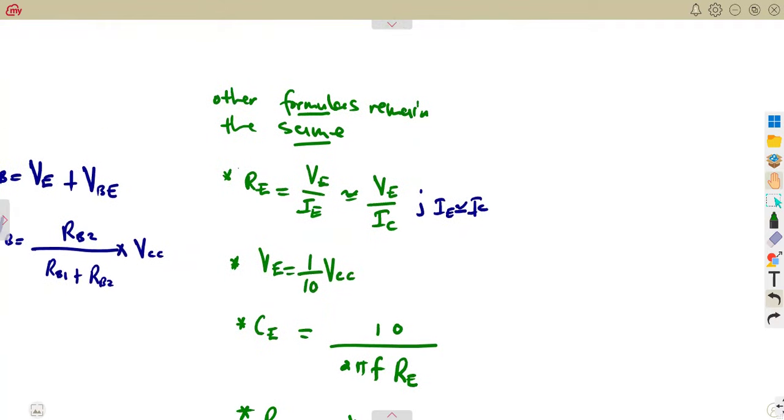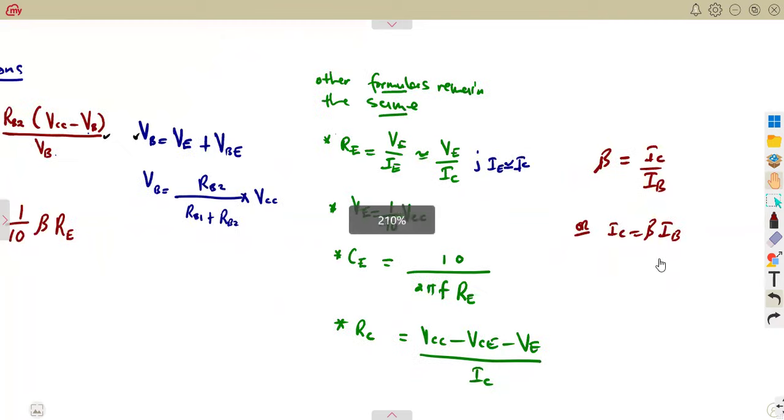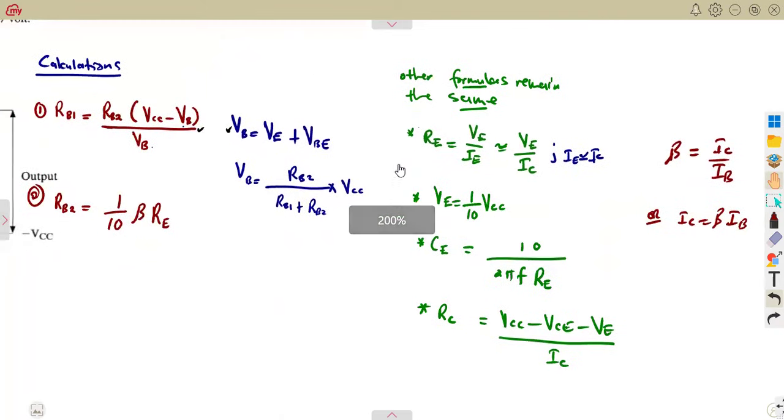Sometimes this IC and IB, remember from your current gain, that beta is equal to IC over IB, which I said you might be given from your textbook. Maybe they can give you in terms of IC being equal to beta times IB. Guys, it's how you're given. So these are the formulas that you will need as long as you are to talk of a voltage divider bias, a voltage divider bias common emitter amplifier.